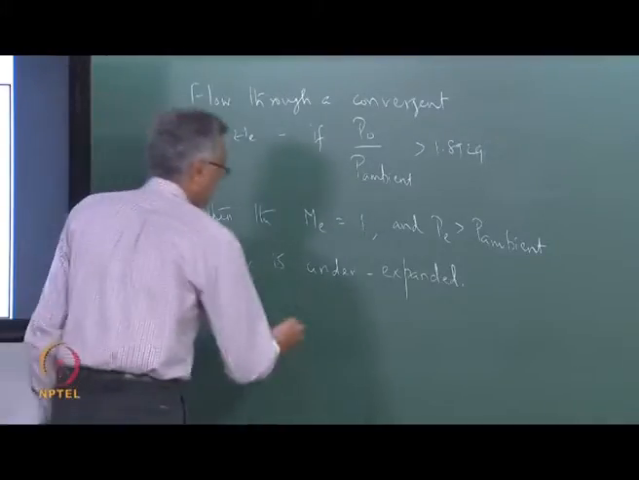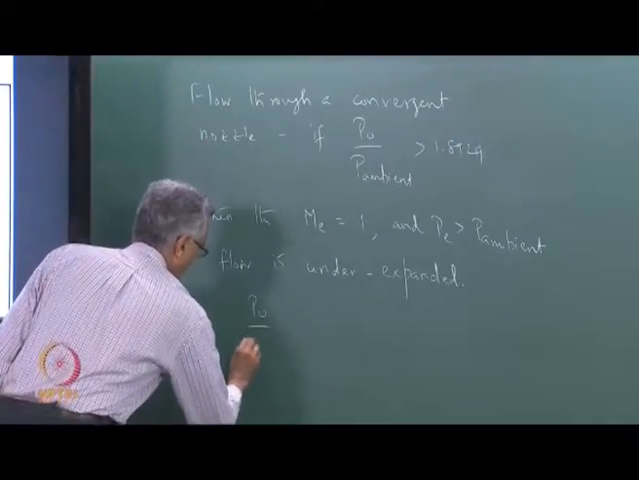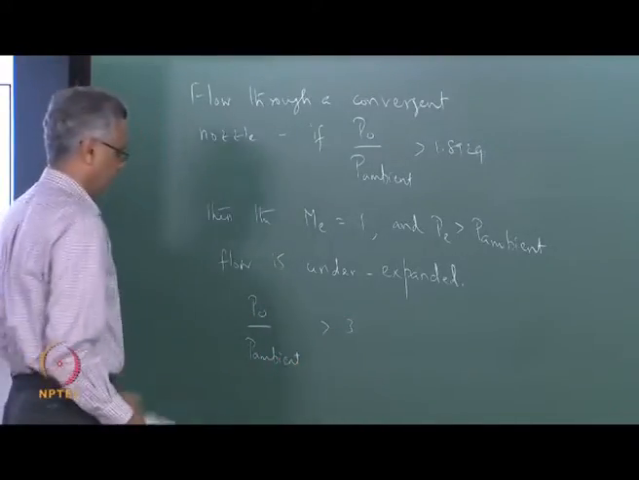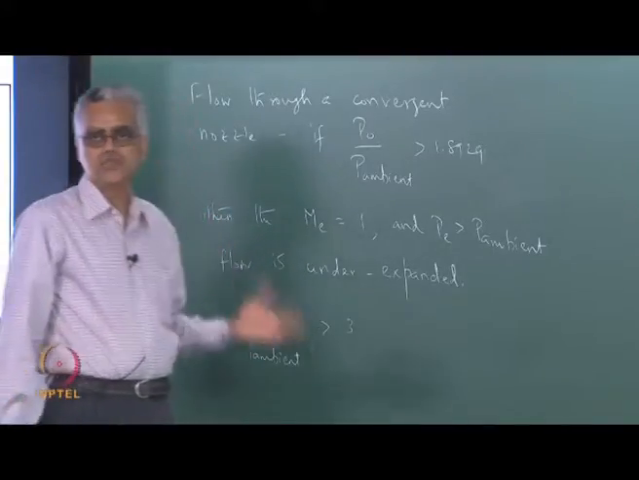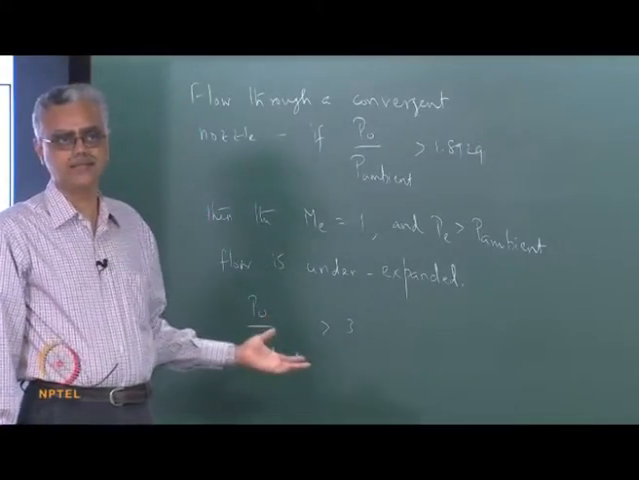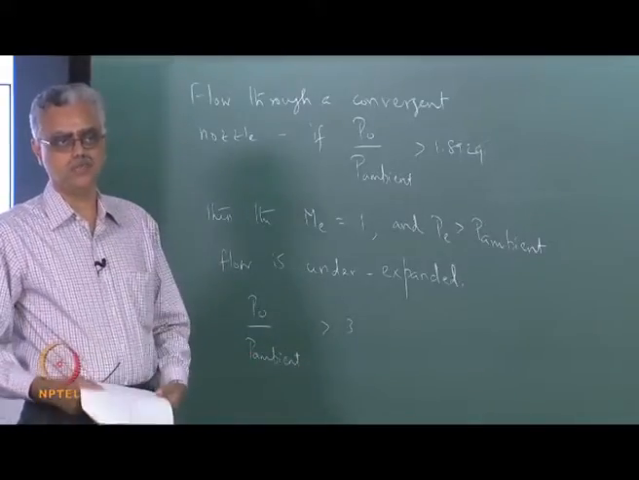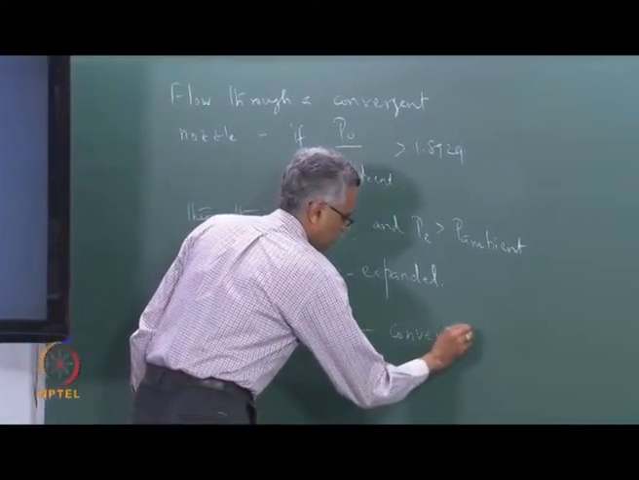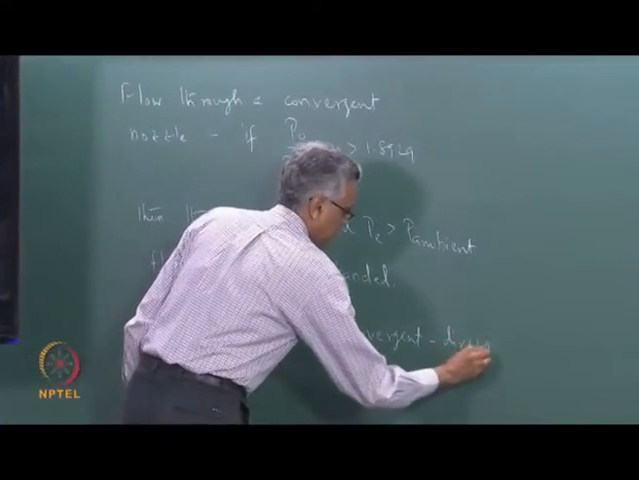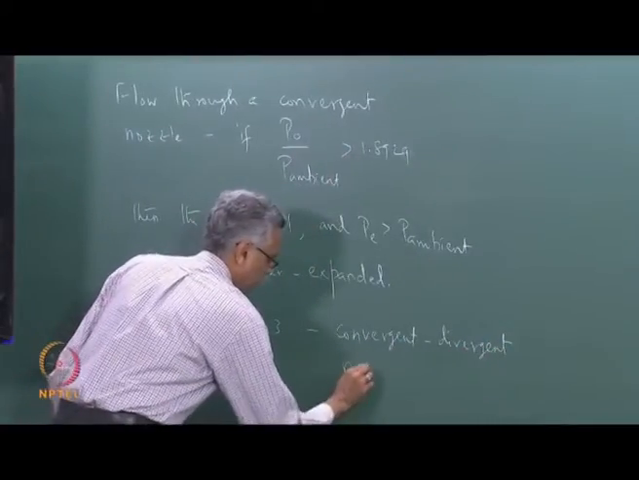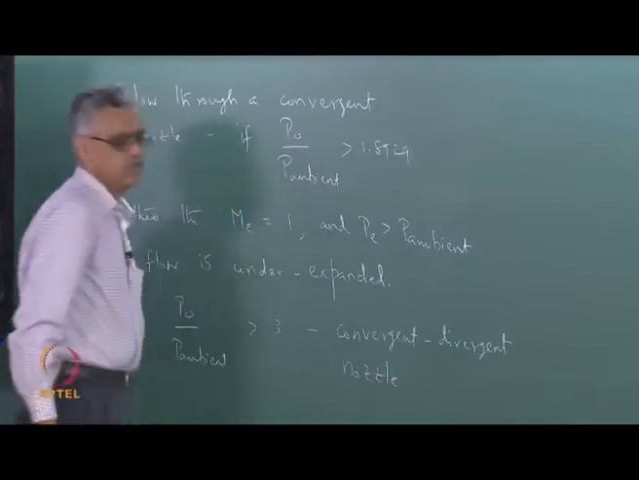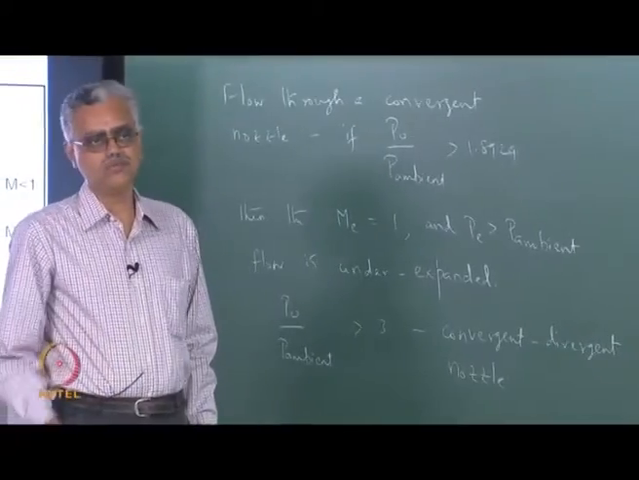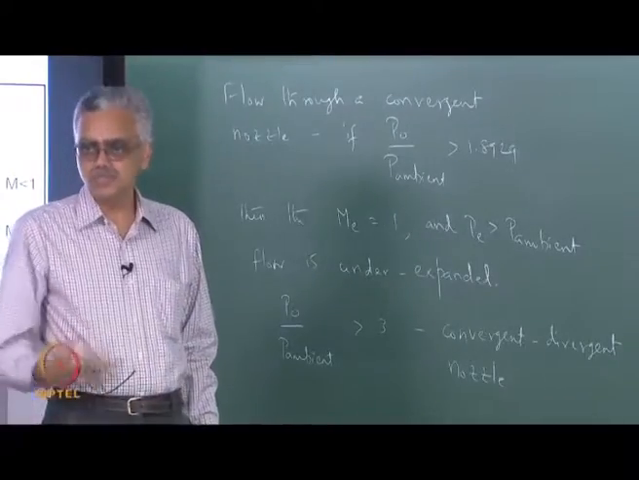So, in general, if P0 over P ambient becomes greater than 3, then it is usually preferable to have a convergent divergent nozzle rather than a convergent nozzle alone. As we are going to see next, the convergent divergent nozzle, although it may be better at recovering the thrust, comes with its own problems.